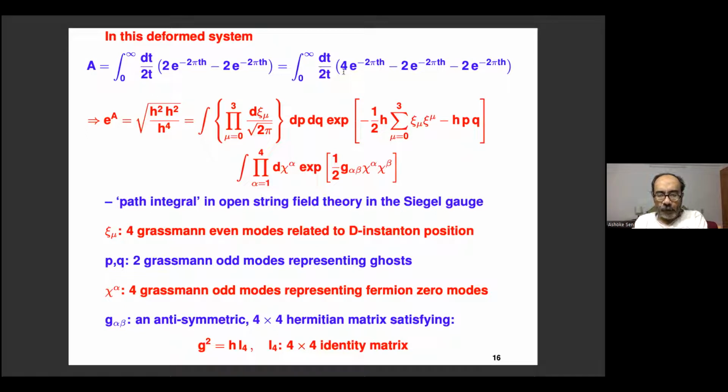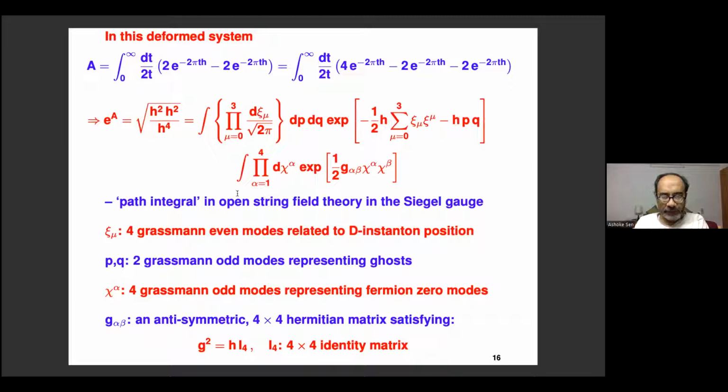Now this 1 over square root of h to the 4 comes from integration over 4 bosonic modes, which I'm calling xi mu. The h squared that comes here is the h squared that came by splitting this 2 as 4 minus 2. This is still a Nebuchadnezzar sector contribution. This comes from integration over a pair of Grassmann odd modes, p and q, weighted by e to the minus the action, e to the minus h p q. The action for xi mu is minus h xi mu xi mu.